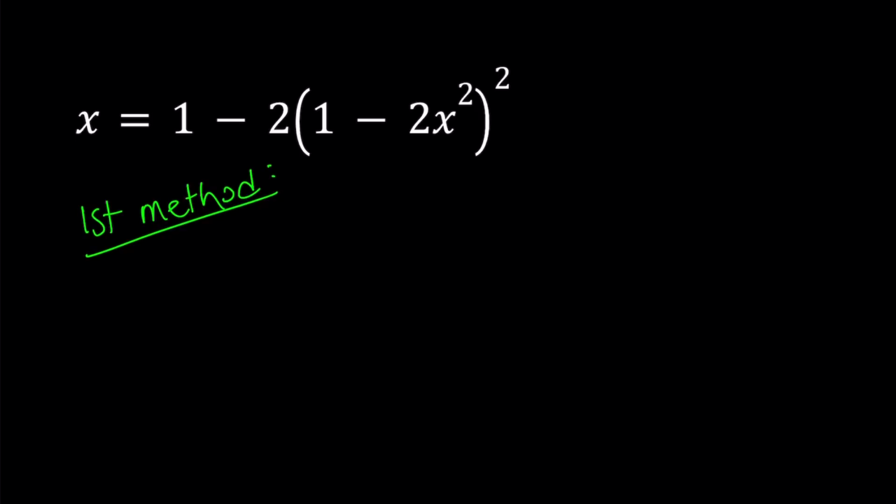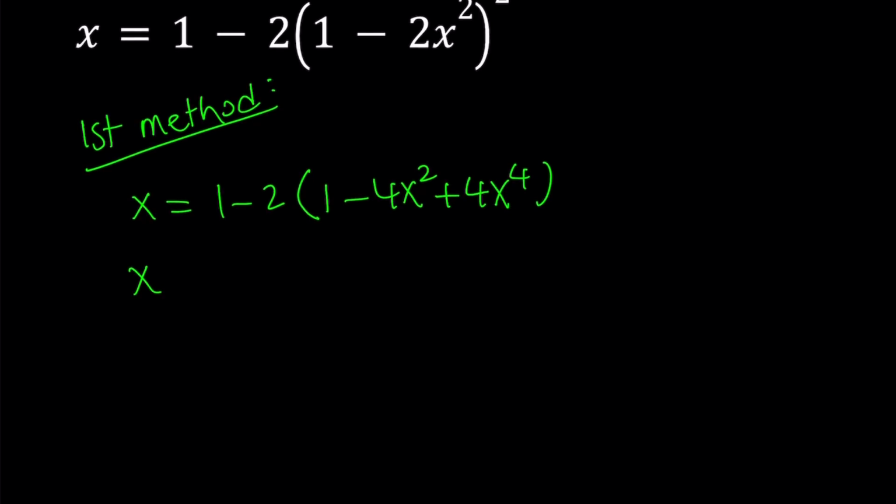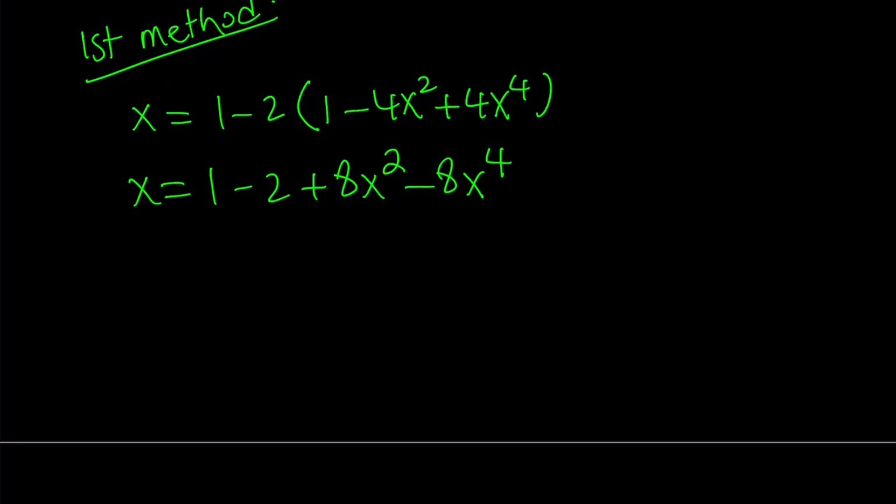For our first method, I'm just going to expand everything, and then we're going to write this as a quartic equation. So if you square that expression inside the parentheses, you get 1 minus 4x squared plus 4x to the fourth power. Let's go ahead and distribute. And now let's put everything on the same side.